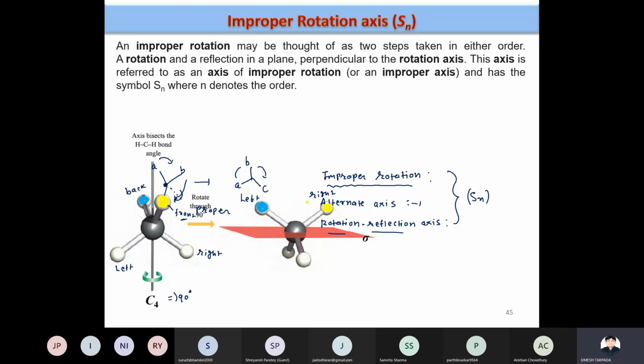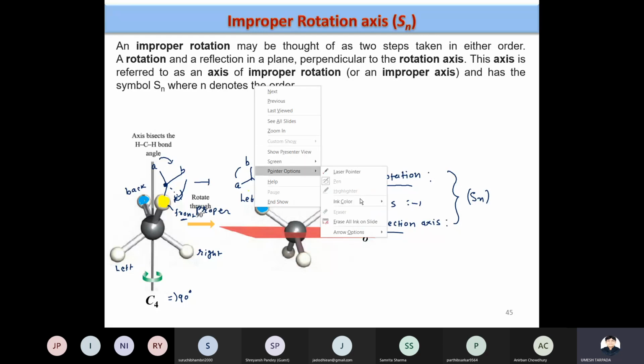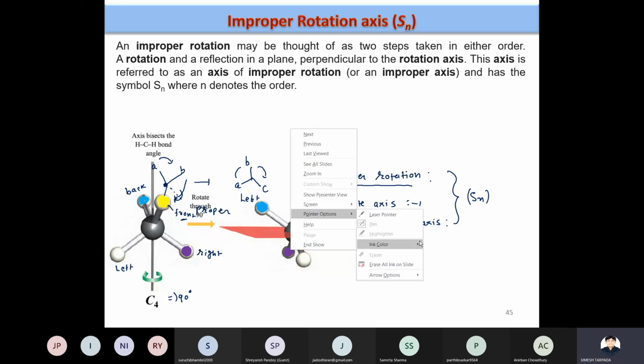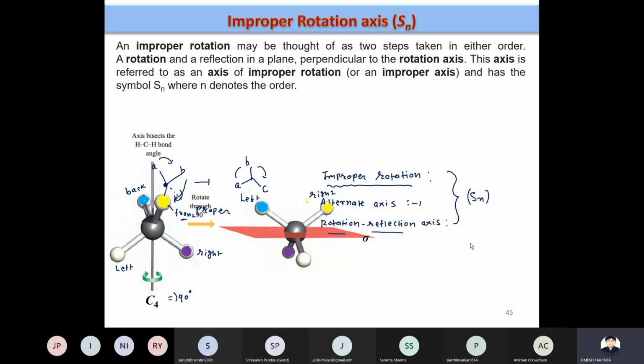And those hydrogens which are already there on the right hand side, you have given anti-clockwise rotation at 90 degrees. So this is a purple color hydrogen which is there on the right hand side. Now it goes to the back side. And the remaining hydrogen, you can say it's a green color, which is already there on the left hand side. Now it is coming to the front side here.